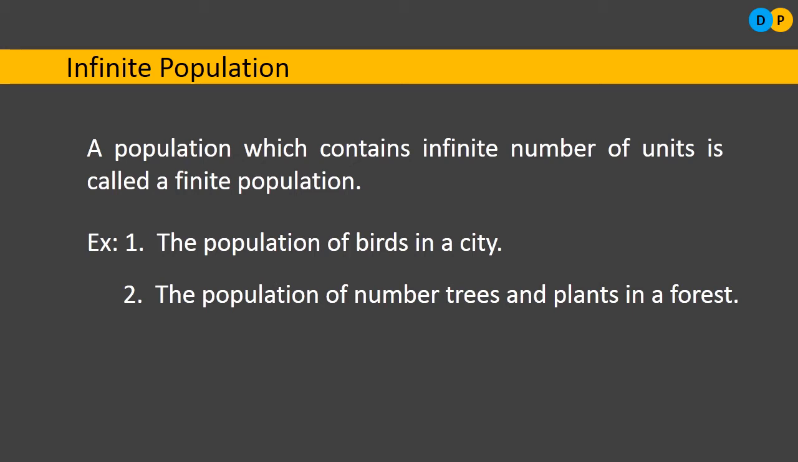To some extent, you can count the number of trees because they are fully grown. You can count them, but plants, there are small plants, shrubs, herbs. Too many different varieties are there. So, is it possible for you to count exactly how many trees and plants are there in a forest? Not at all. So, such a population where it is impossible to count all the units is referred as infinite population. Next, a sample. So, what do you mean by sample?